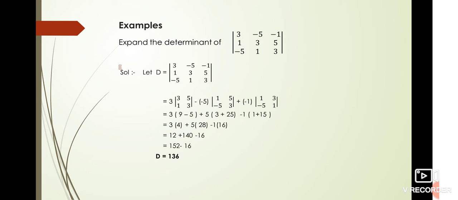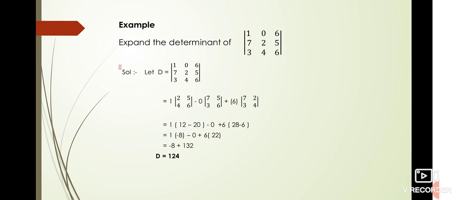That is equals to, in the next step, 3 as it is. In the bracket calculation, 9 minus 5 is a 4, plus 5 in the bracket calculation, 3 plus 25 is a 28, minus 1 into 16. In the next step, 3 into 4 is a 12, plus 5 into 28 is a 140, minus 16. That is equals to 12 plus 140 is 152, minus 16, and the last answer we get is 136. So D is equals to 136.